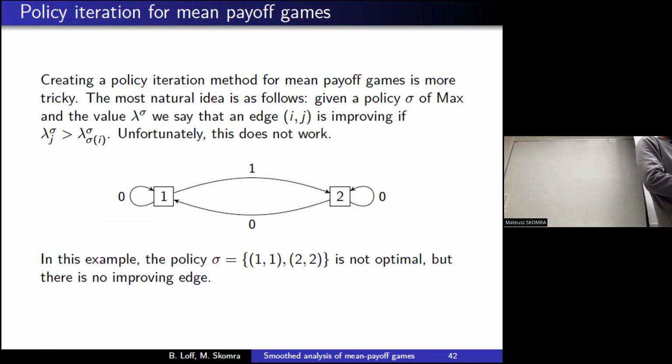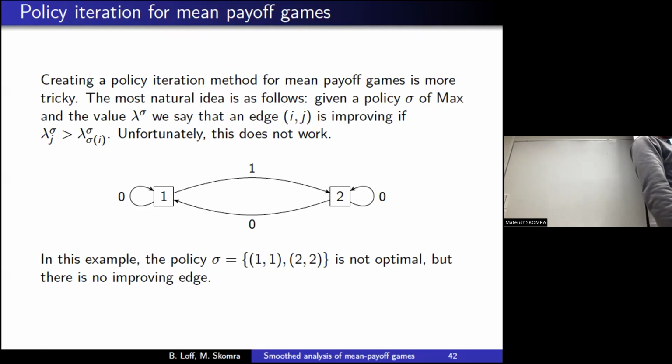Good. So now if I can move to a neighbor that has greater value, then that's great, right? Again, intuitively, I just move there and I use my old strategy, I get better, right? So given a policy and the value, we say that an edge is improving if it satisfies this, right? My neighbor has a greater value than myself. Good. But unfortunately, this doesn't converge.